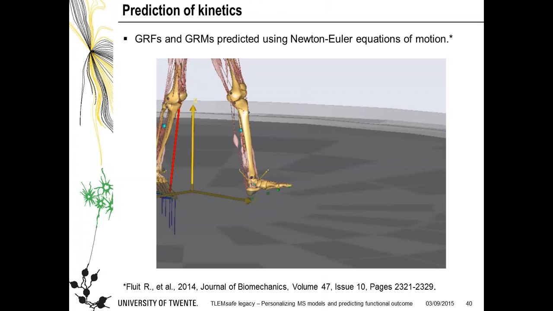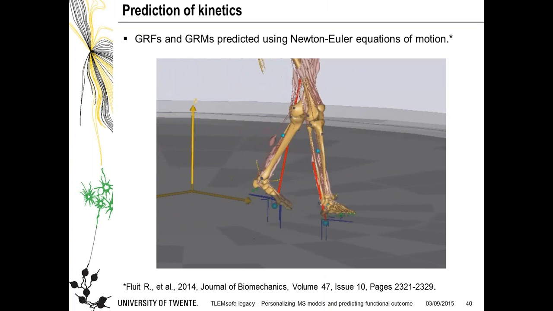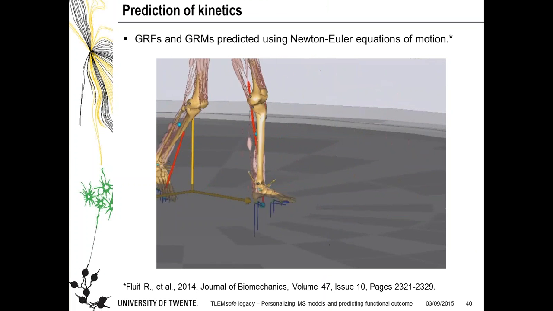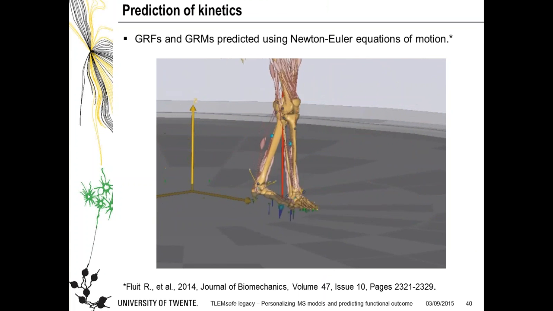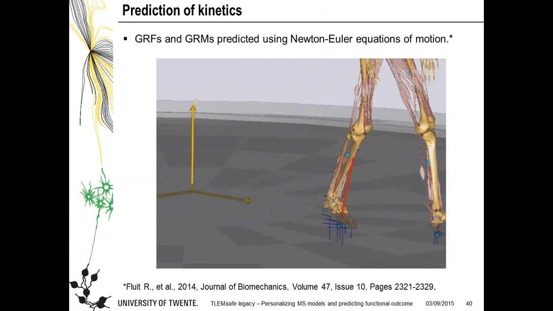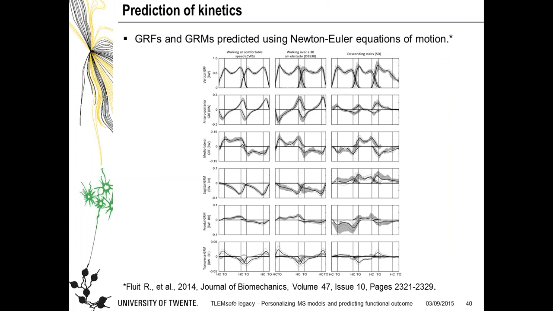Moreover, an innovative technique was implemented into the AnyBody modeling system to predict the ground reaction forces and moments based on Newton and Euler equations of motion. These techniques were applied to different movements, such as walking at comfortable speed, walking over an obstacle, and descending stairs, and showed very good accuracy compared to ground reaction forces and moments measured with force plates.